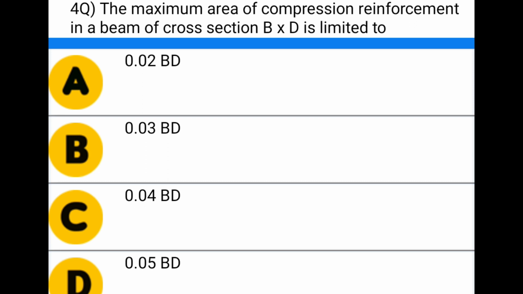The maximum area of compression reinforcement in a beam of cross section B into D is limited to: option A 0.02 BD, option B 0.03 BD, option C 0.04 BD, option D 0.05 BD. The correct answer is option C 0.04 BD.